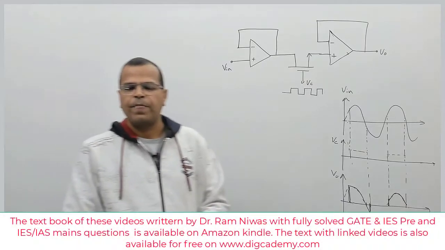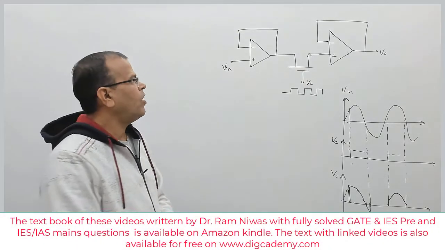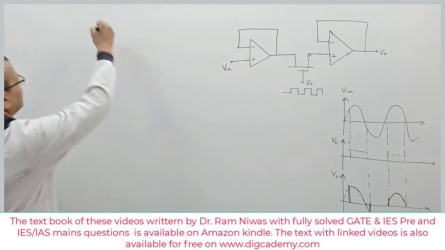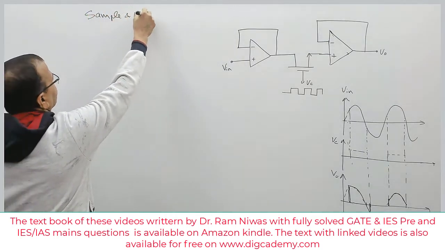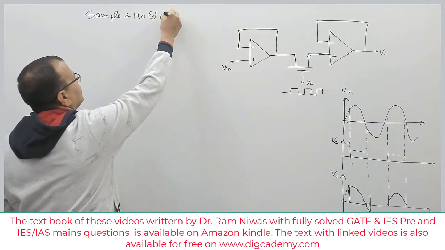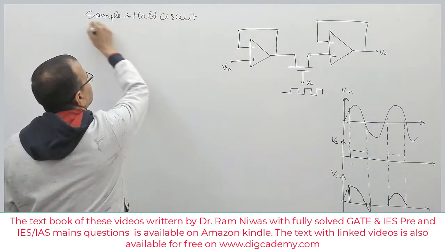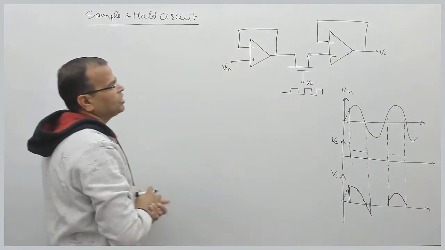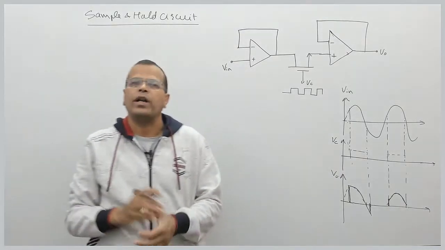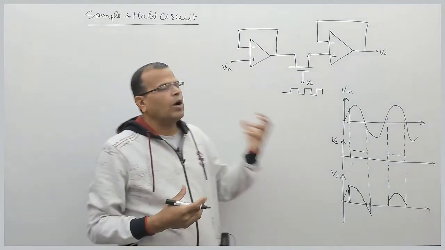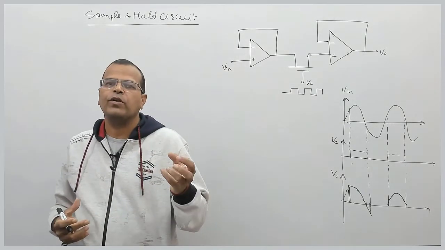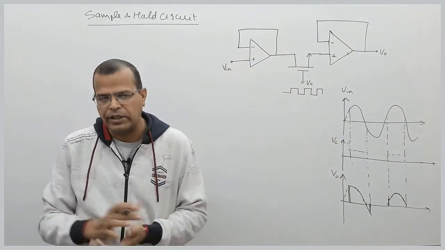Hello friends, now we will talk about the next circuit, that is sample and hold circuit. This is very important, especially for digital circuits or digital communication circuits, for conversion of analog signal to digital signal. That is one of the components in conversion of analog signal to digital signal.